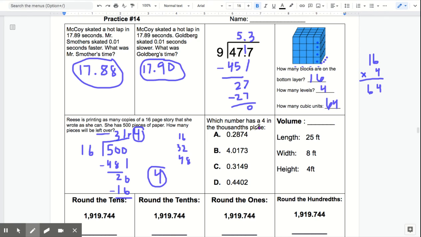Next one, which number has a 4 in the thousandths place? Well, ones, tenths, hundredths, thousandths. So we're looking for the third number. C, thousandths place, right here.